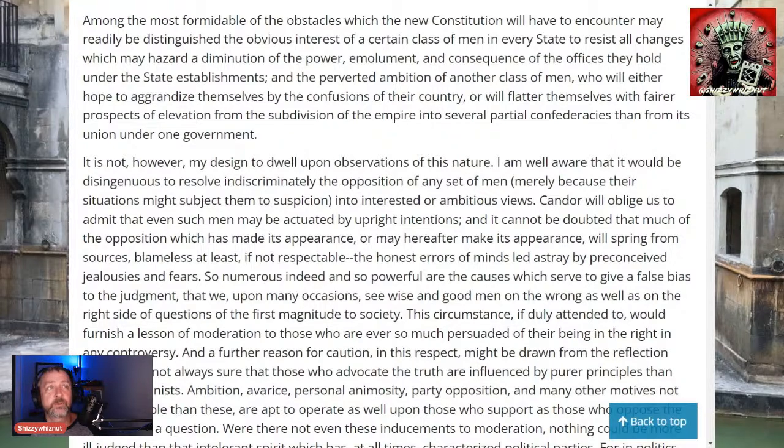Among the most formidable of those obstacles which the new Constitution will have to encounter may readily be distinguished. I already read that part of it.